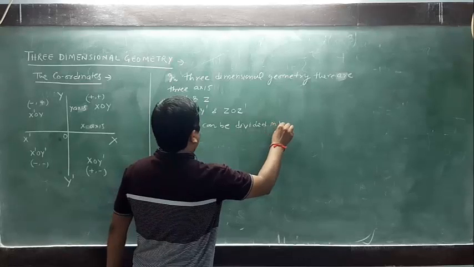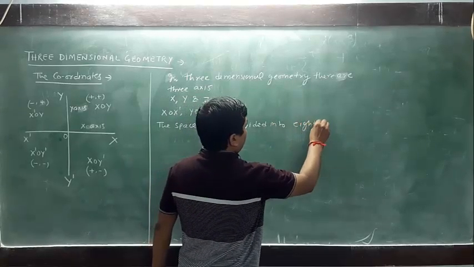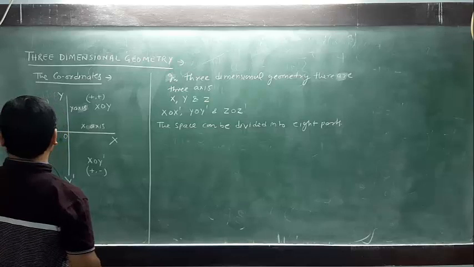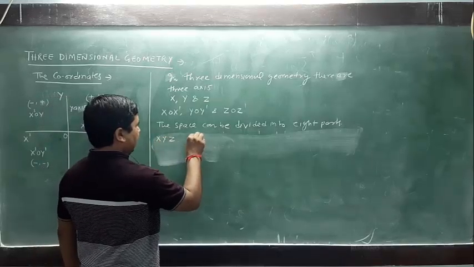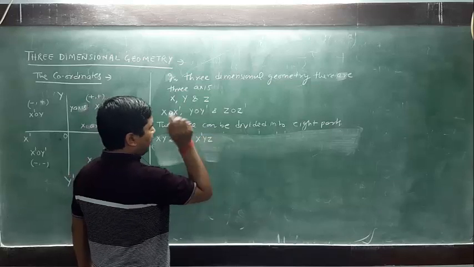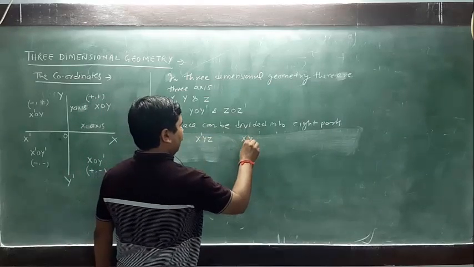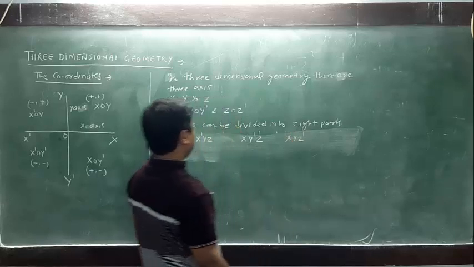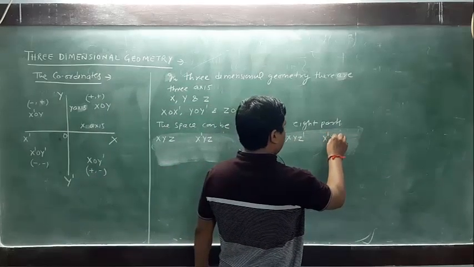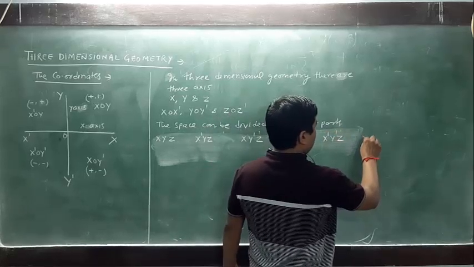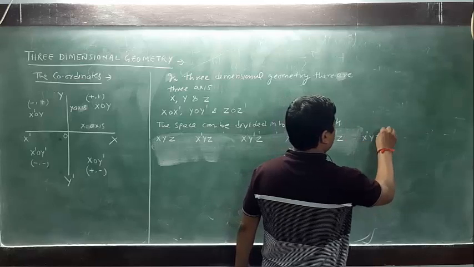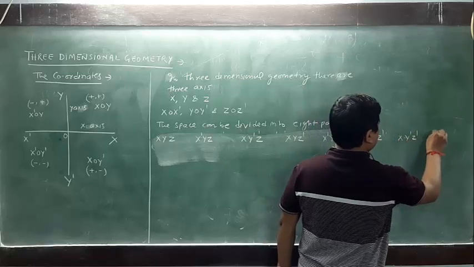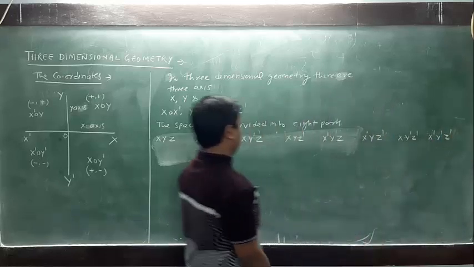These 8 parts are x, y, z; x dash, y, z; x, y dash, z; x, y, z dash; x dash, y dash, z; x dash, y, z dash; x, y dash, z dash; and x dash, y dash, z dash.